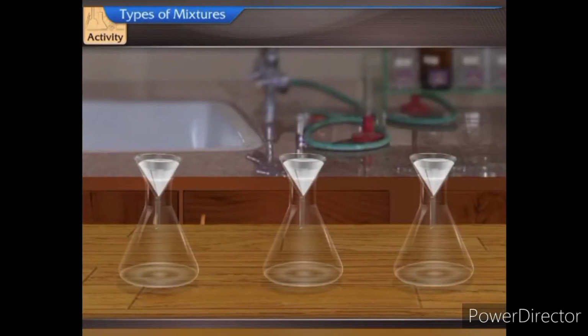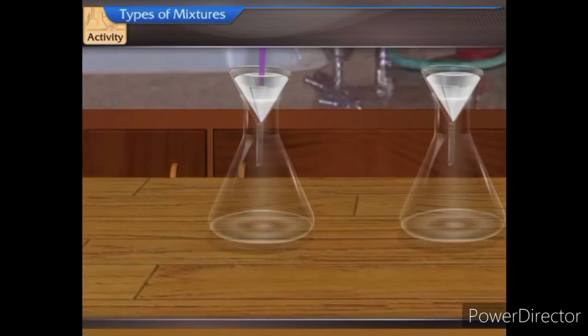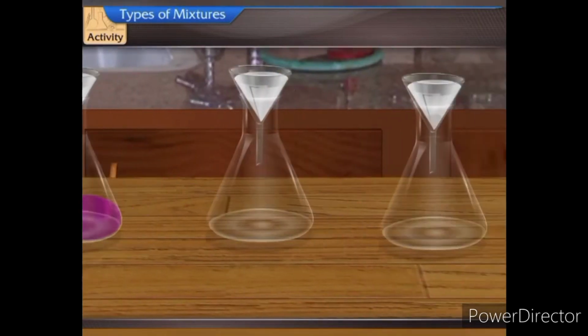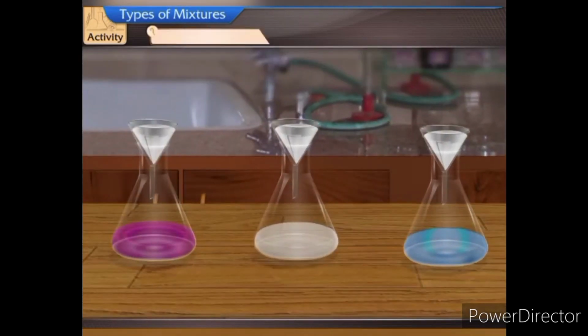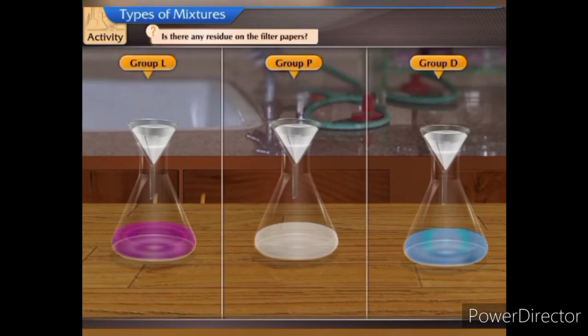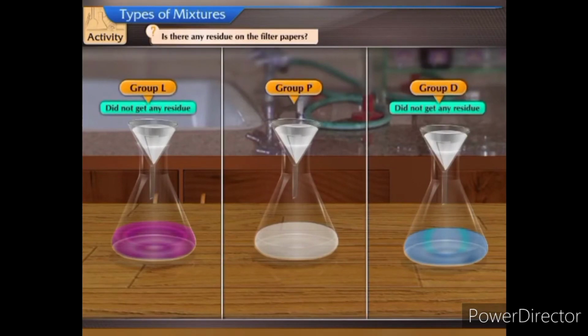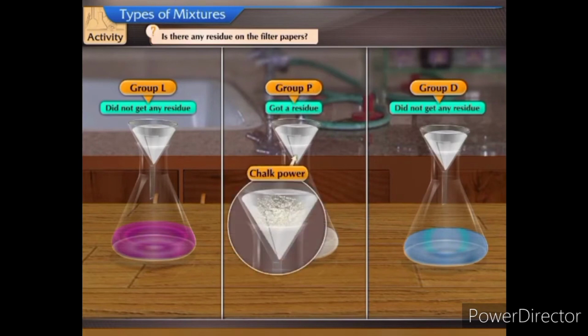Arrange 3 filtration assemblies using conical flasks and ordinary filter papers. Now, filter each of these mixtures through the filter papers. Is there any residue on the filter papers? Group L and D did not get any residue on the filter paper. Group P got a residue of chalk or wheat on the filter paper. The mixture with Group L is called a solution. The mixture with Group P is a suspension, and that with Group D is a colloidal solution.